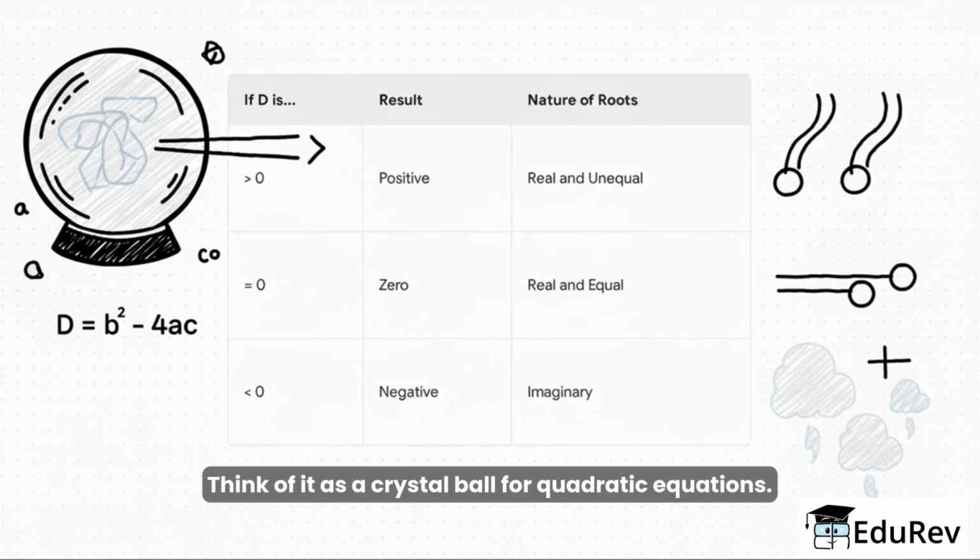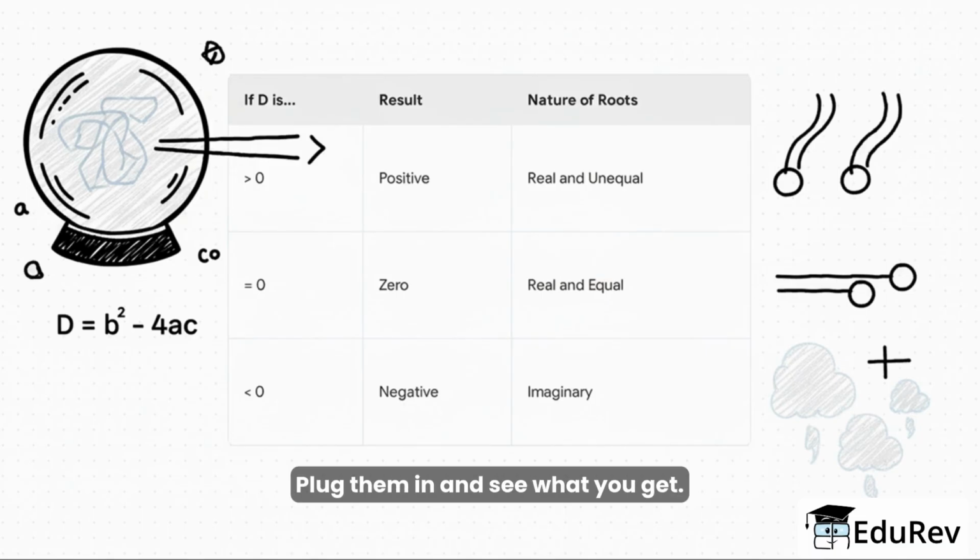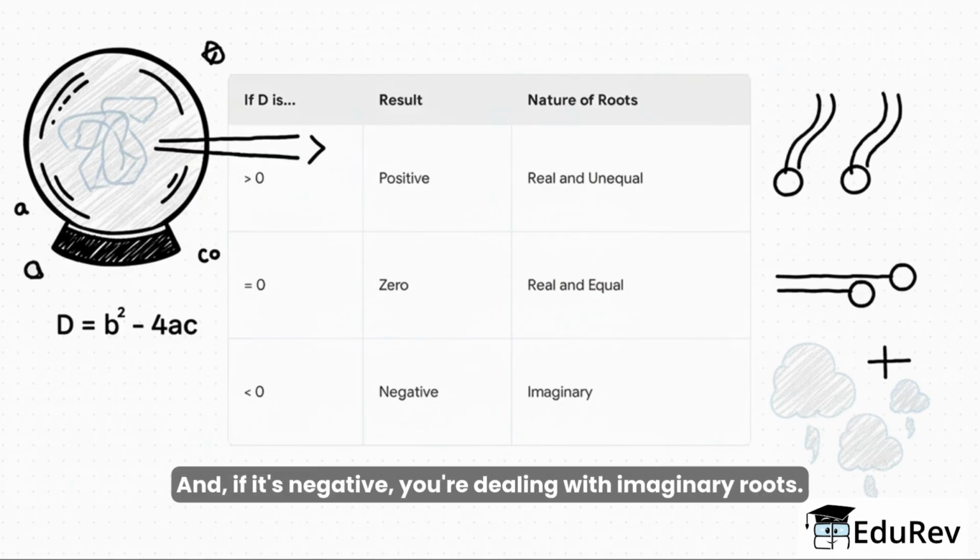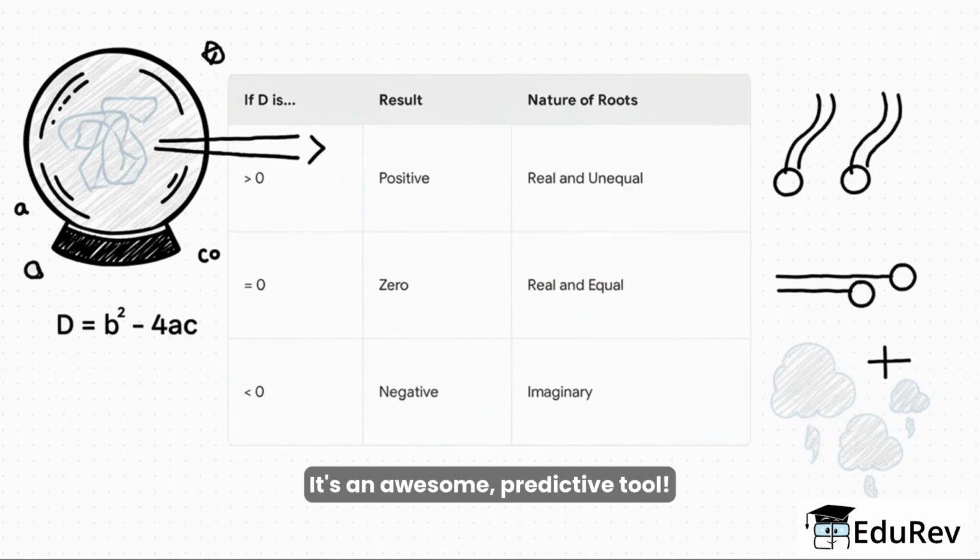Think of it as a crystal ball for quadratic equations. The formula is just b squared minus 4ac. You just grab the a, b, and c from your equation, plug them in, and see what you get. If the answer is positive, you've got two different real roots. If it's 0, you get two real roots that are identical. And if it's negative, you're dealing with imaginary roots. It's an awesome predictive tool.